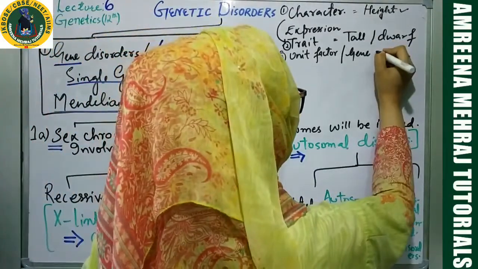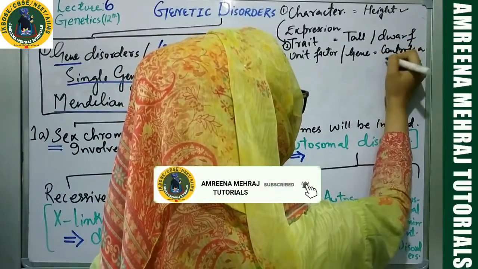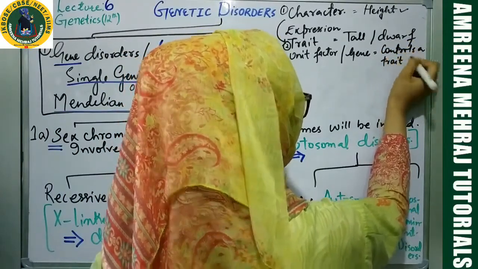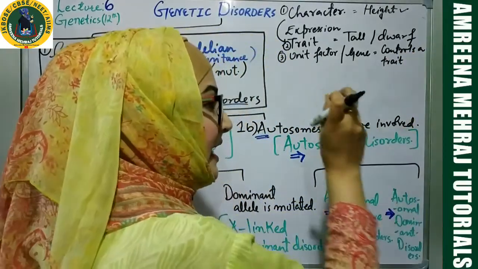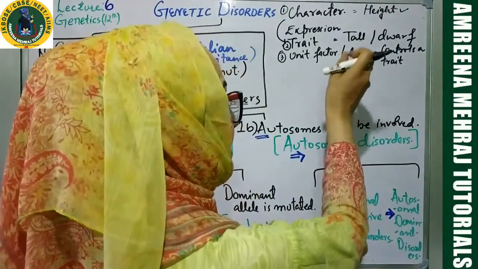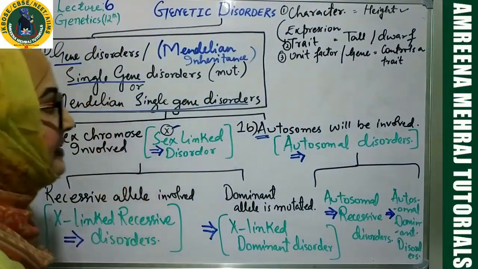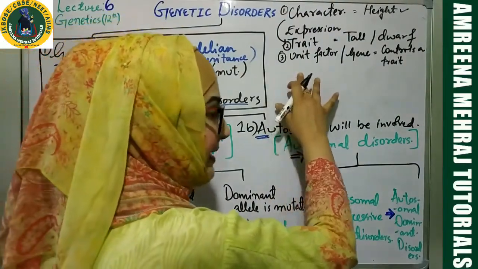It is something which controls a trait. It is something which is hereditary. A gene is basically transferred from one generation to another generation. If there is some mutation in this gene, that will result in genetic disorders, of which type? Mendelian single gene disorder. So unit factor is the same as gene.